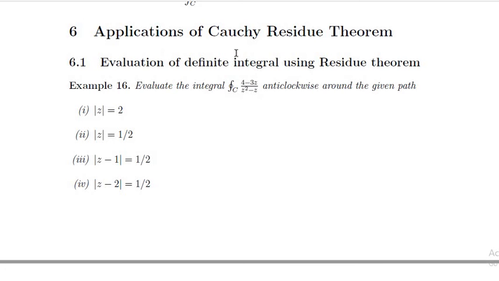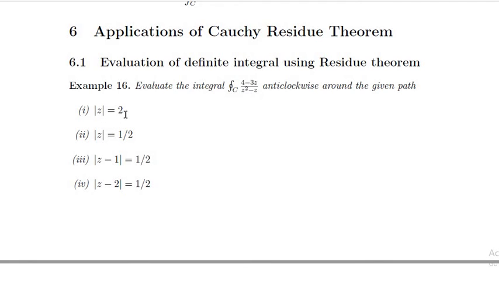Application of Cauchy's residue theorem. Now we can see the evaluation of definite integral using residue theorem. Consider an example. Evaluate the integral over c of (4 minus 3z) by (z square minus z) anti-clockwise around the given path. Here different paths are given.